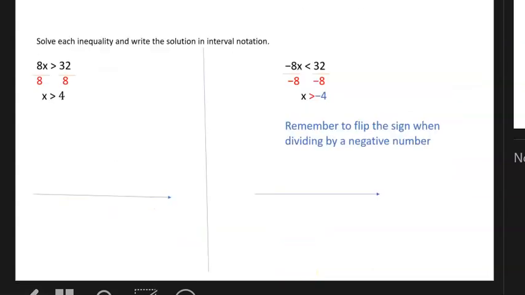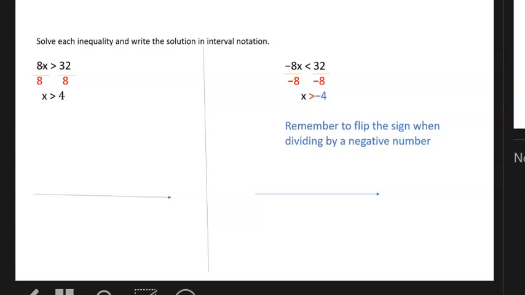Okay, so let's look at some examples. When we solve inequalities, we do exactly the same things we did before when solving an equation. I want to get x by itself, and there's 8 times x, so I'm going to divide both sides by 8. Again, addition and subtraction, no worries at all.